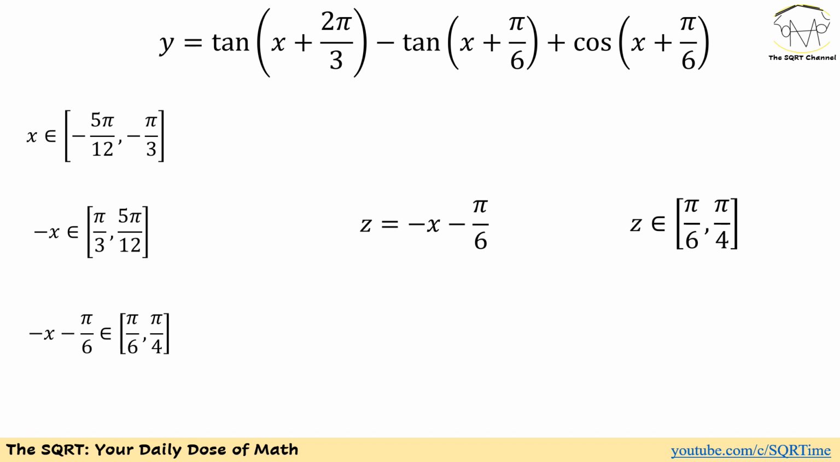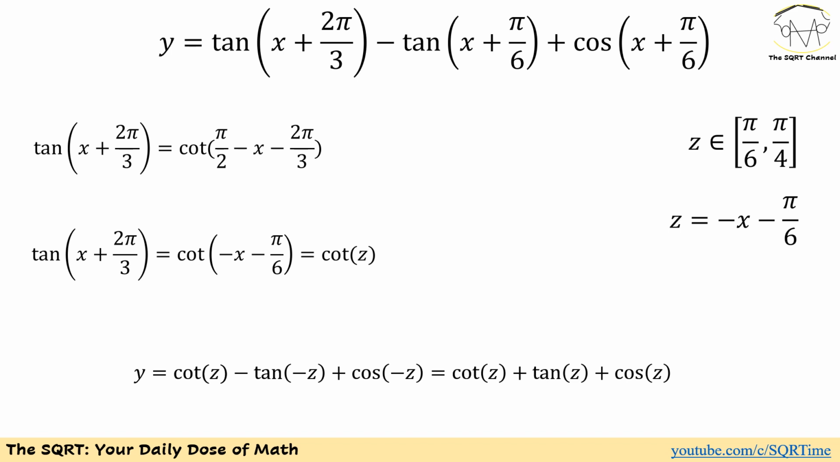Altogether, I defined a new variable as negative x minus pi over 6. And this new variable, let's call it z, is going to be between pi over 6 and pi over 4. Let's see what we are going to do with this new variable z here. Now that we are here, we have three terms. From these three terms, for two of them, which are basically the second and third terms here, we replace the value that we have for x plus pi over 6 with a new variable like z. What are we going to do with the first term now?